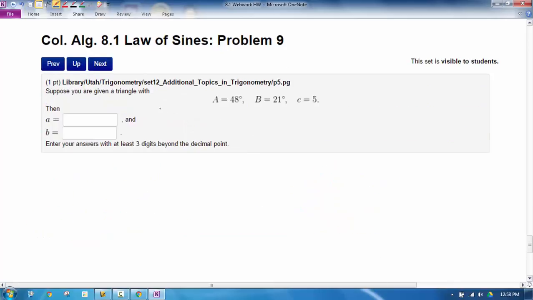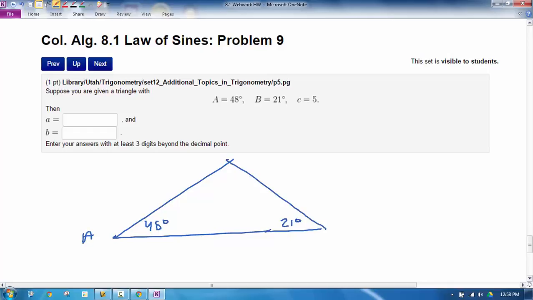Okay, the next problem says you're given a triangle with angle A as 48. So I'm going to draw that acute angle here. And then it says angle B, which I'll draw down here, is 21. And side C is 5. Okay, there's only one triangle that can be made here because this is angle side angle that I was given. And that's a triangle congruence theorem from geometry. So I'm going to find this other angle, which is 111 degrees.